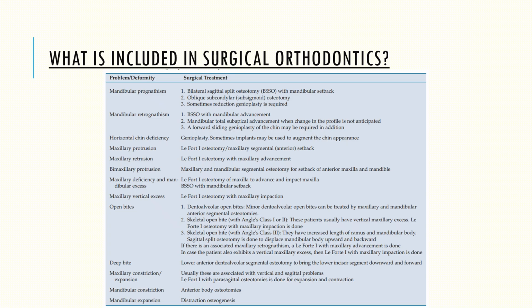Here we need to understand that the oral surgeon and the orthodontist work together. Surgical orthodontics does not mean avoiding orthodontic procedures. There is pre-surgical orthodontics, there is the orthognathic surgery followed by post-surgical orthodontics. So this entire process comes under the heading of surgical orthodontics.